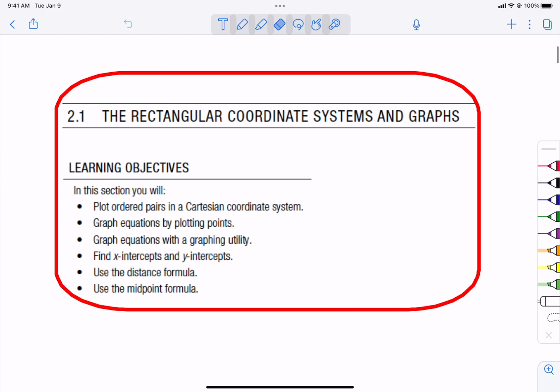So today in 2.1 we're going to talk about plotting things on the coordinate plane, graphing equations. We'll talk about Desmos a little bit. So if you are a person that hasn't got Desmos out of self-service, I would suggest getting your Desmos ready. We're going to talk about intercepts, the distance formula, and the midpoint formula. Most of this section is going to be a review from Algebra 2.